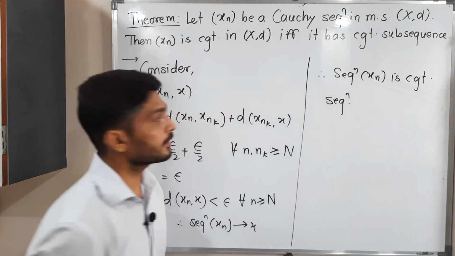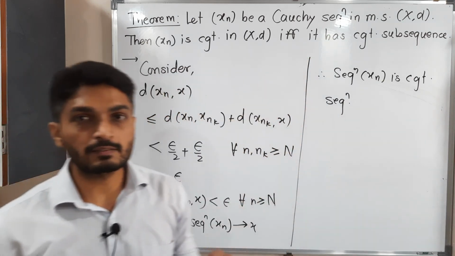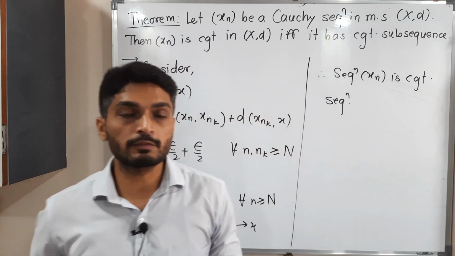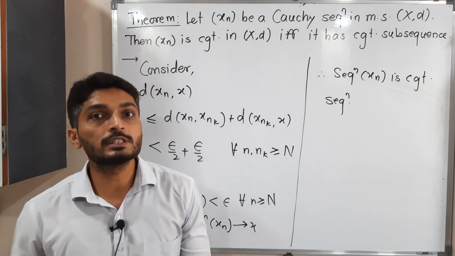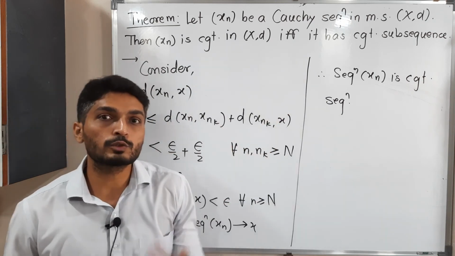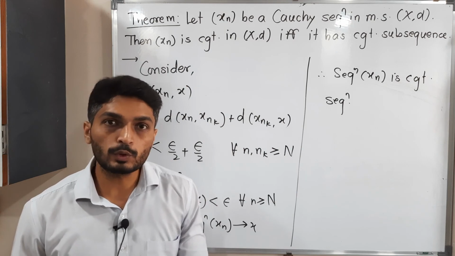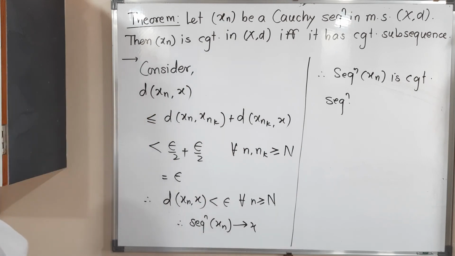So we started with this assumption that the sequence x_n has a convergent subsequence, and we proved the sequence x_n is convergent. That means the reverse part, the converse part, we have also done here. So in both ways we proved. So therefore we can declare this result, the proof of this result is over.